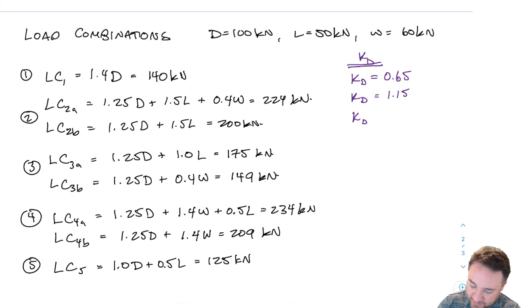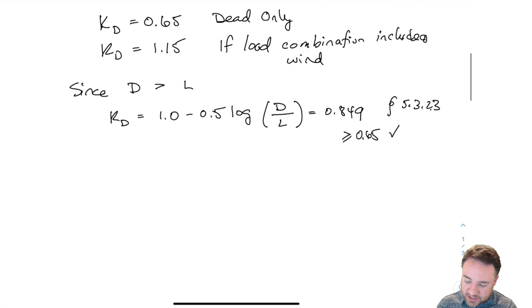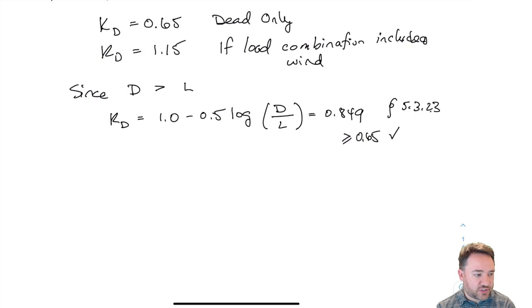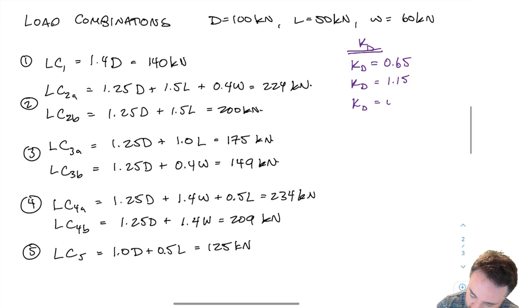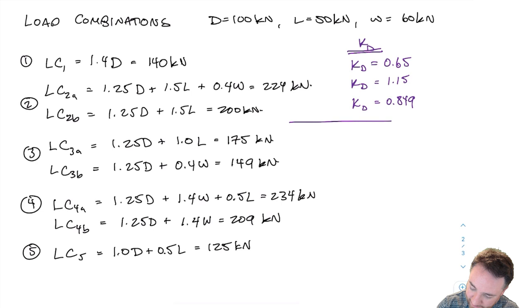is just dead and live, and we saw before that for the load combination with dead and live only in it, since dead is greater than live, I can use this interpolation function, and I get 0.849. So this is 0.849. Okay, so now for 3A, I have dead and live only. So again, this is going to be 0.849.